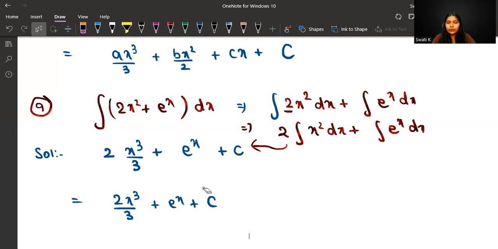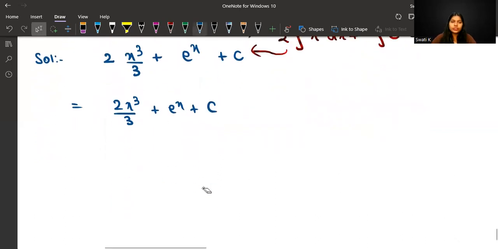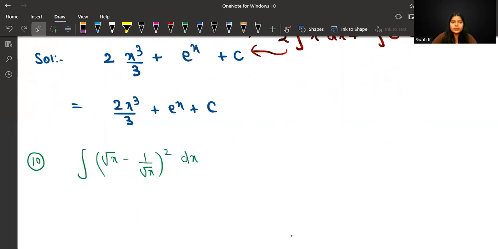Now we can go to the next question, which is our 10th question. We have to now integrate root x minus 1 upon root x whole square dx. This is what we have to integrate. Okay, let's start with the solution.